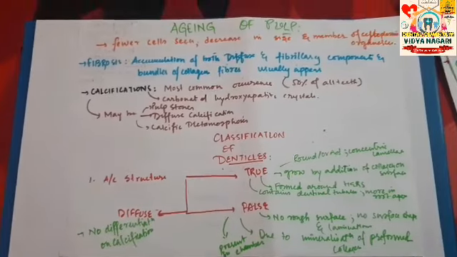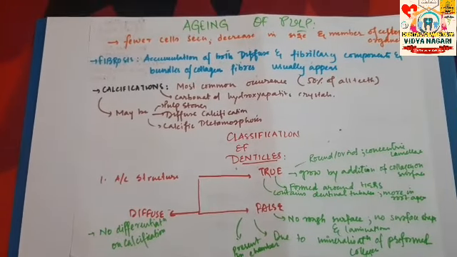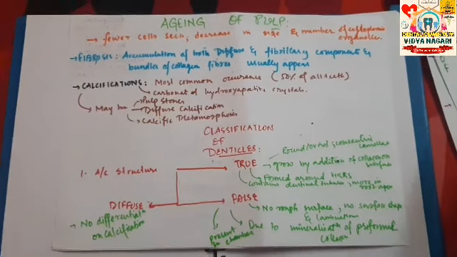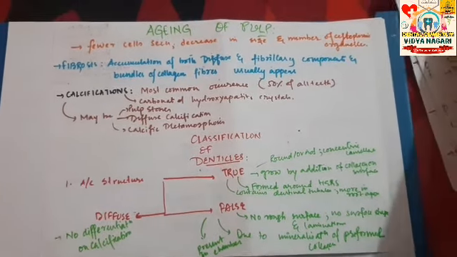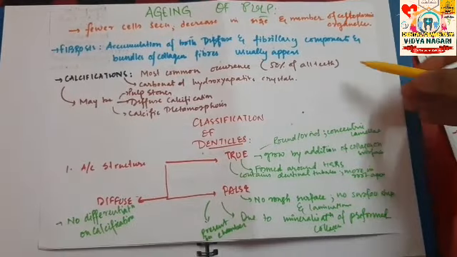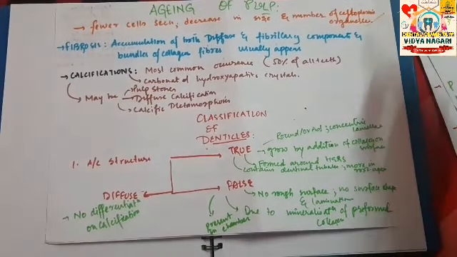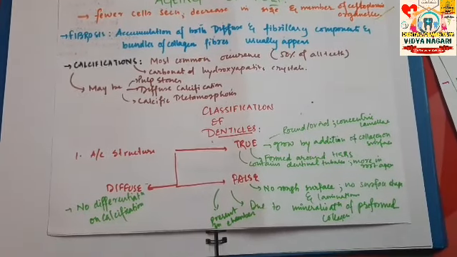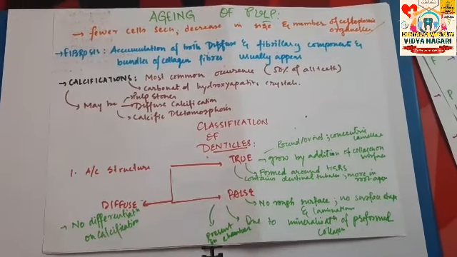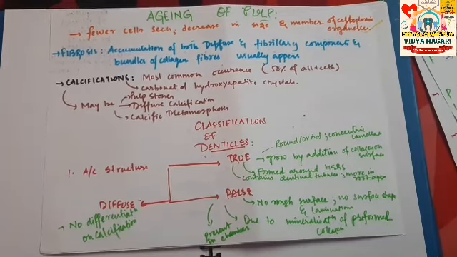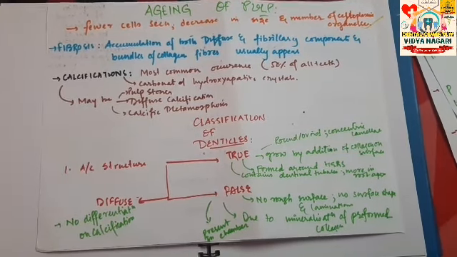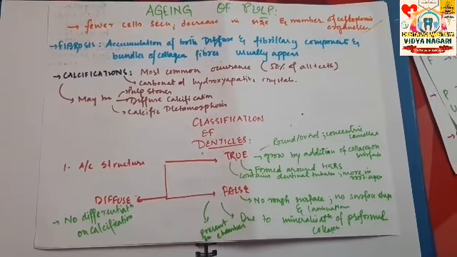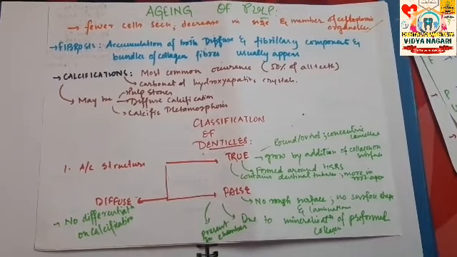Our next topic of discussion is the aging of pulp. While pulp ages, fewer cells are seen. There is a decrease in size and number of cytoplasmic organelles. Then we observe fibrosis and calcifications. By fibrosis, we mean the accumulation of both diffuse and fibrillary components, and bundles of collagen fibers usually appear in the aging pulp.